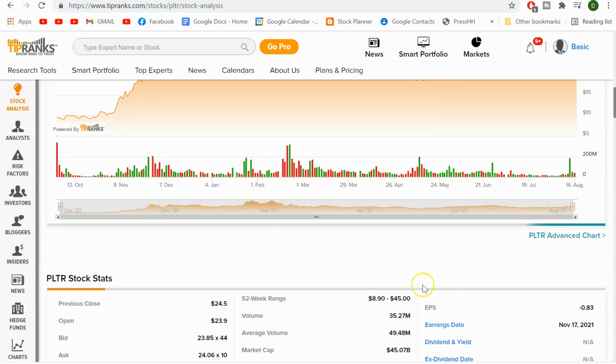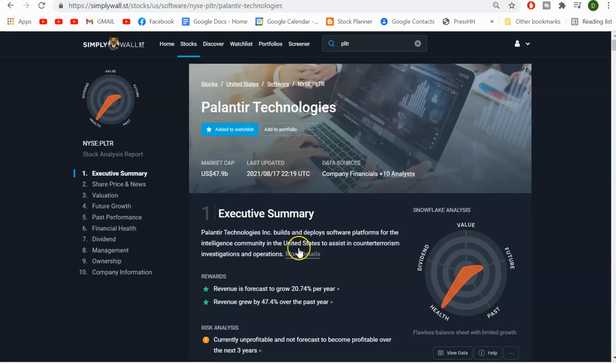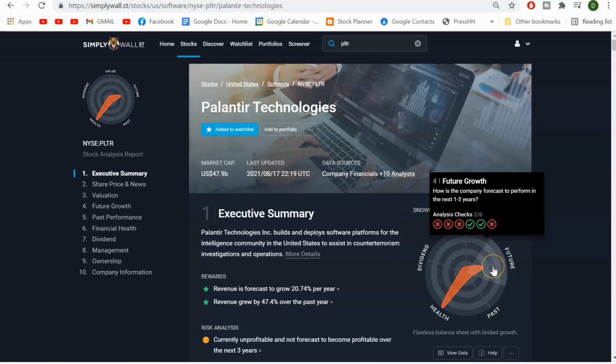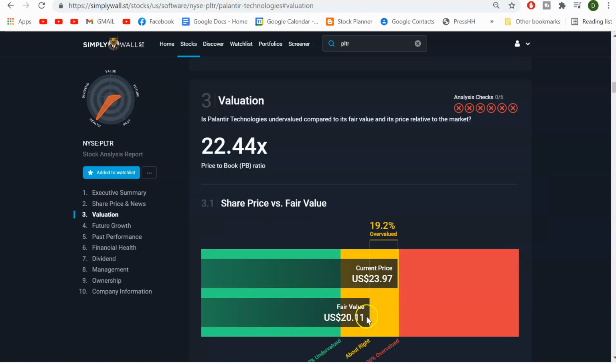Next earnings date is November 17th. Palantir produces software for the intelligence community. Programs assist in counterterrorism and investigations and operations. The health of the company is okay. Future, okay. The fair value of this company is about 20 bucks, and it's overvalued. That bodes well for a short.